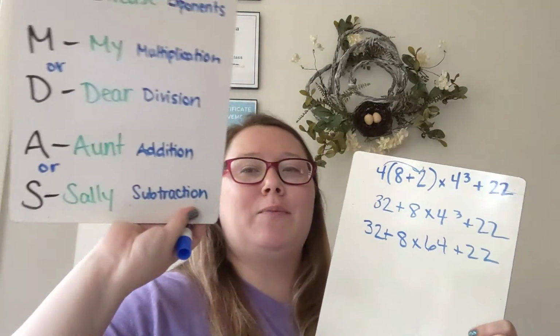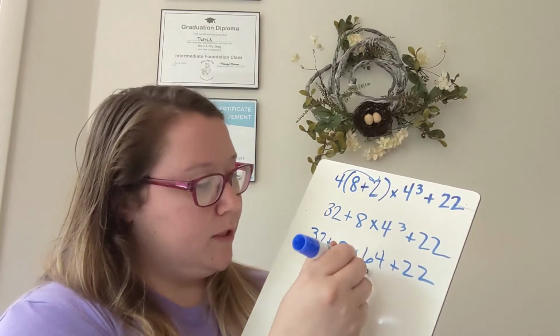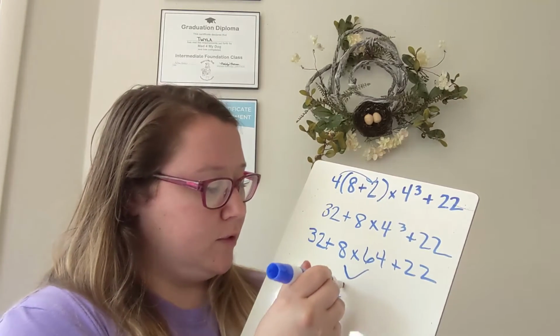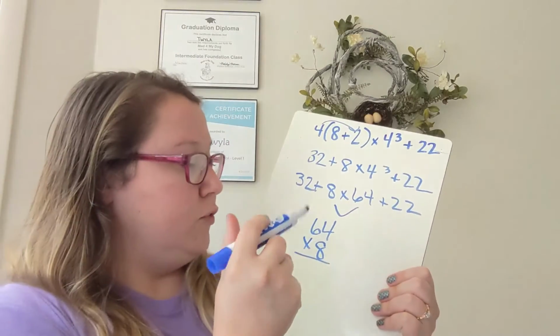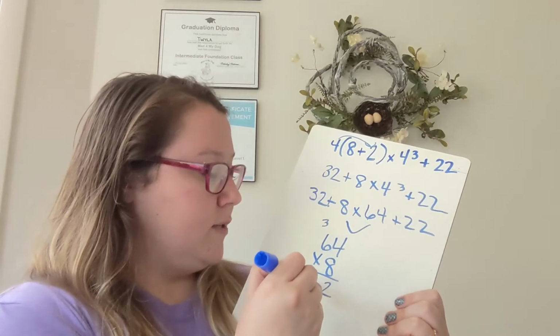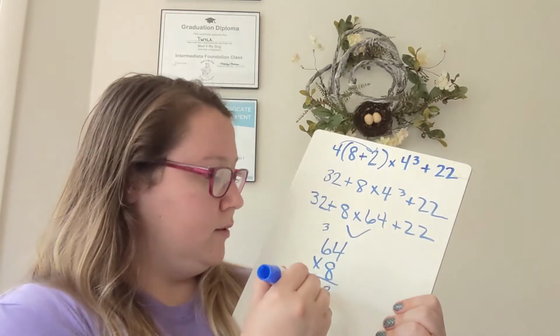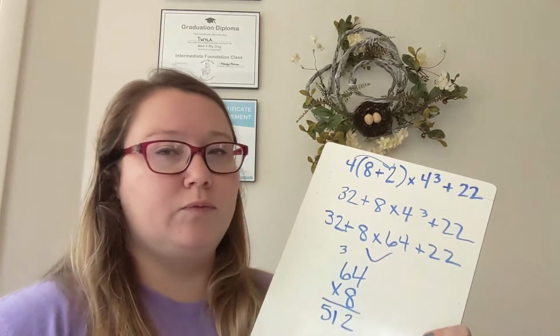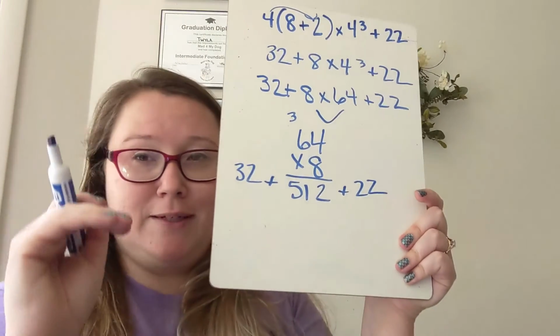Moving right along, I've got to do any multiplication or division in the problem. So let's get this multiplication problem out. So I've got 64 times 8. I'm going to have to write that one down. So 4 times 8 is 32. 6 times 8 is 48 plus the 3, which would be 51. And we've got 512.